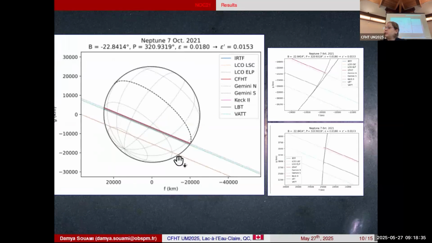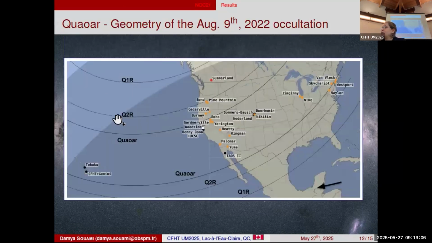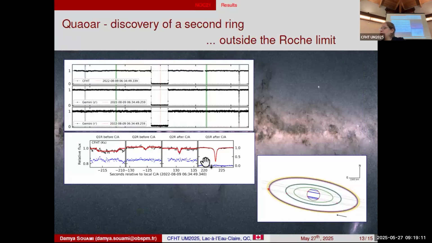And what we did as well, I'm speeding up because I want to get to my conclusion. So these are all the chords. So this is the ingress for the event, how it translates into the plane of the sky. This is the egress. And the red line here is CFHT, and it's a bit off compared to that edge of the ellipse. And that little bit of segment off tells us we have to introduce a correction to the ephemeris of Neptune. So these are the results, and I have to skip because I have 1 minute, but I will jump to Quaoar. So, jump into the results.